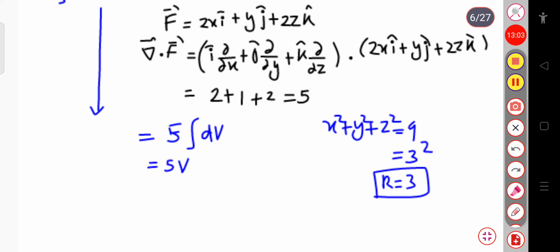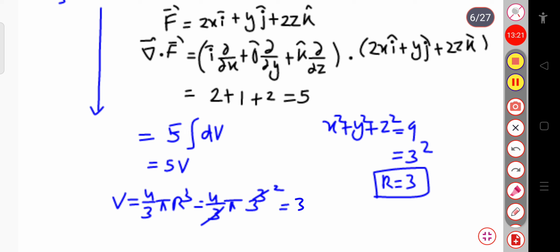And now the volume of the sphere will be equal to 4 by 3 pi r cube, which is 4 by 3 into pi into 3 cube. So one 3 gets cancelled with this 3 cube, so that will be 3 square is 9, into 4, that will be 36 pi.